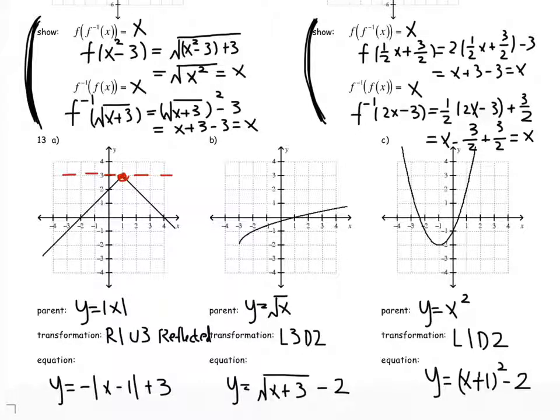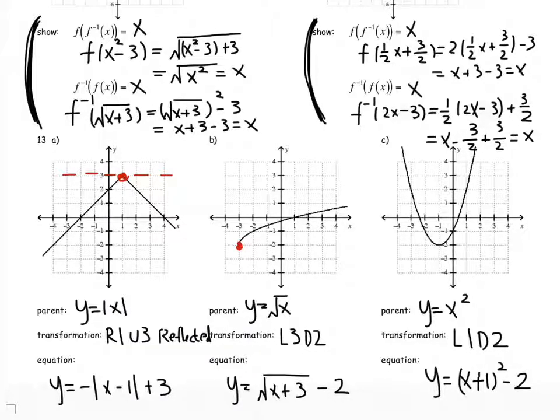Number 2, it's a square root function. So where's our starting point? I have to move left 3, down 2 units to find it. Left 3, down 2. And it's the standard square root function. So my equation is going to be y equals the square root of x plus 3, minus 2.